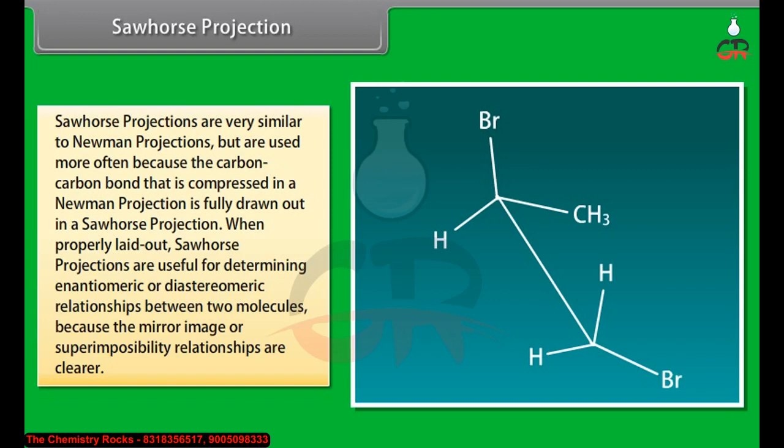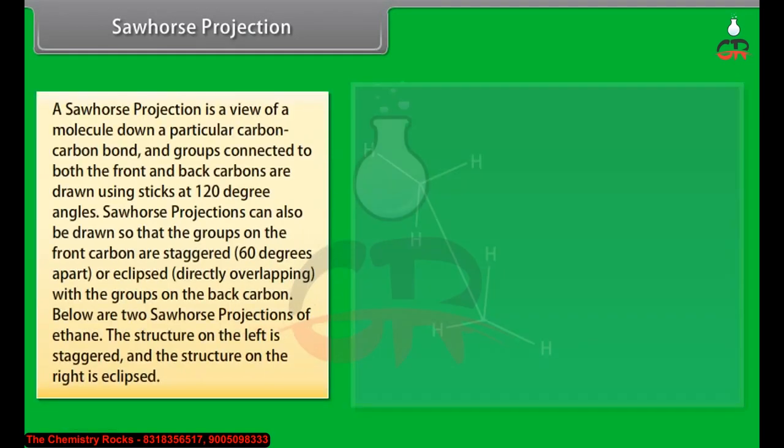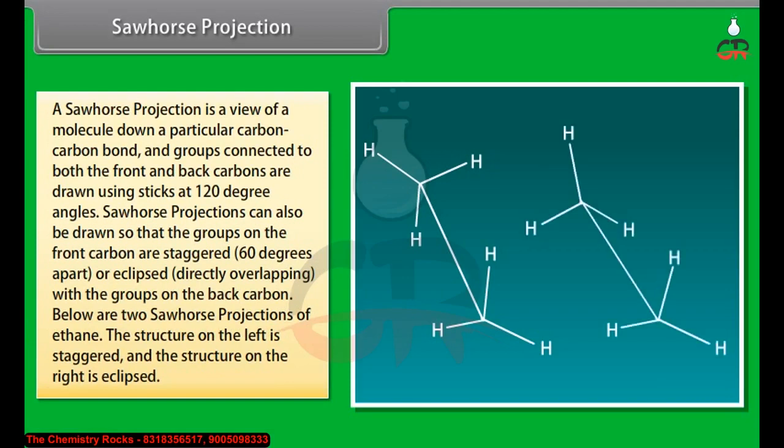Sawhorse projections are very similar to Newman projections, but are used more often because the carbon-carbon bond that is compressed in a Newman projection is fully drawn out in a sawhorse projection. When properly laid out, sawhorse projections are useful for determining enantiomeric and diastereomeric relationships between two molecules because the mirror image or superimposability relationships are clearer. Like with the Newman projections, a sawhorse projection is a view of a molecule down a particular carbon-carbon bond, and groups connected to both the front and back carbons are drawn using sticks at 120 degree angles.